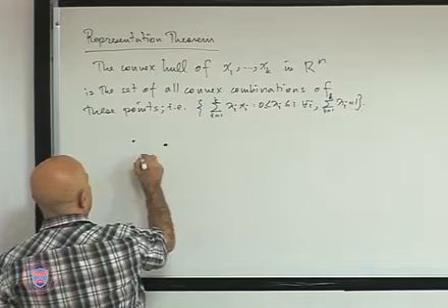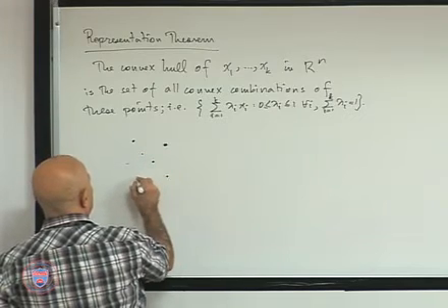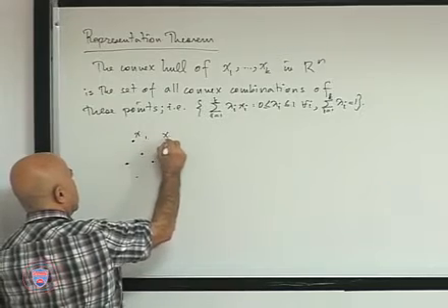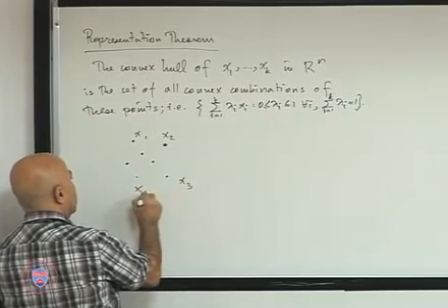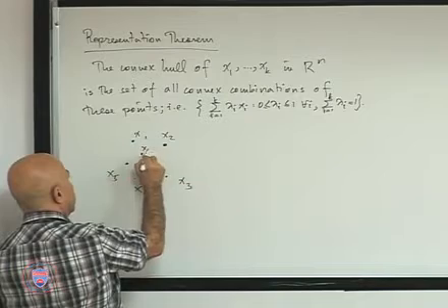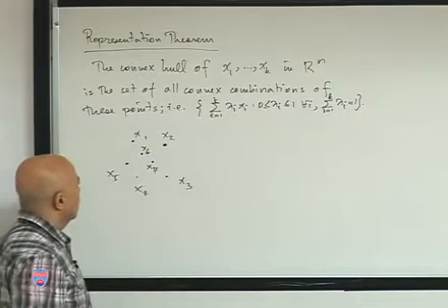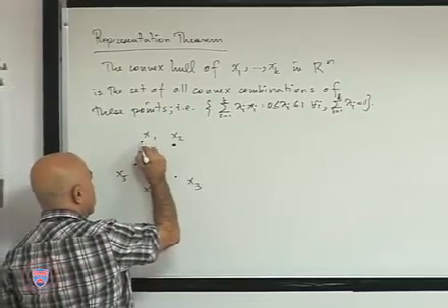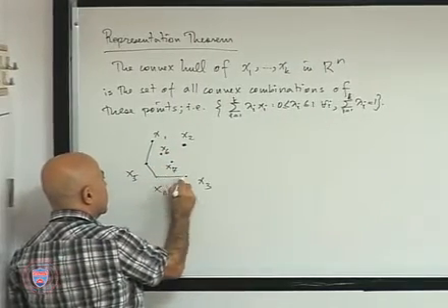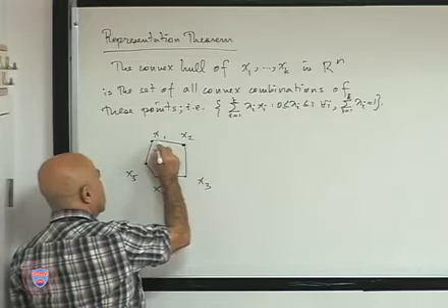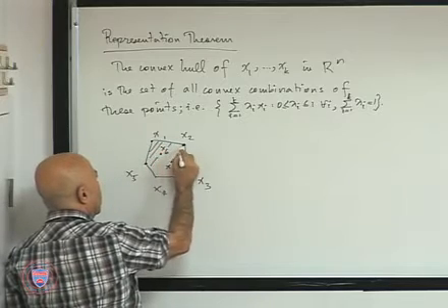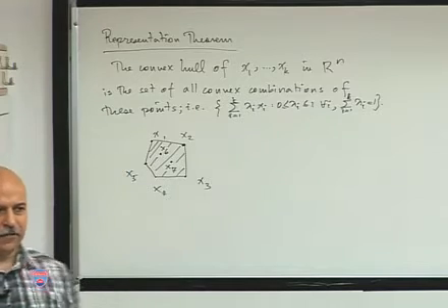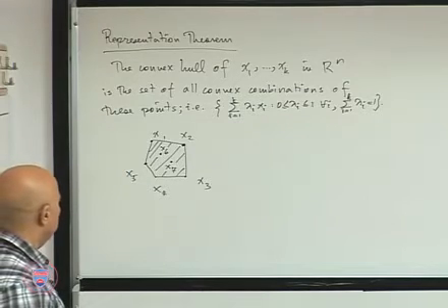So, as an example, in 2 dimensions, suppose you've got these points, x1, x2, x3, x4, x5, x6, x7. When you start taking all convex combinations of these points, what you will generate is this set here. Okay? That's the convex hull of these 7 points in the example.